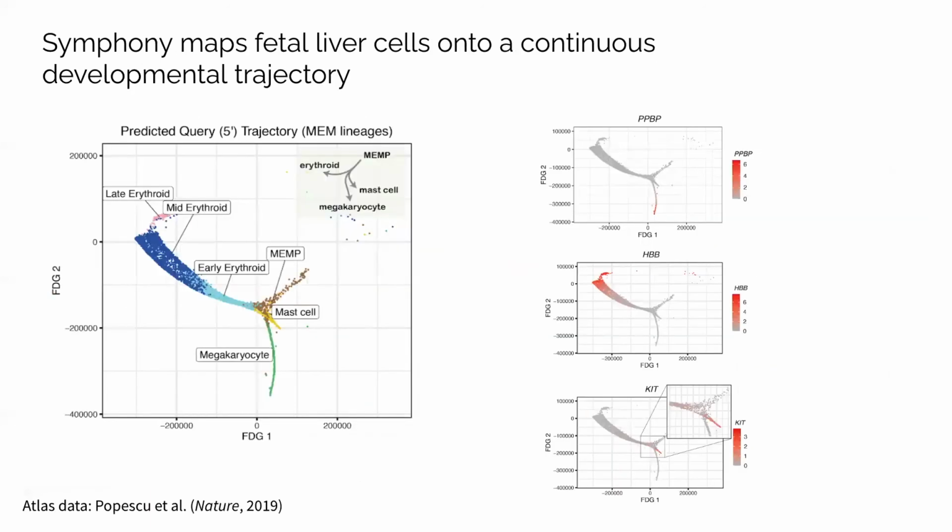Finally, Symphony is very versatile. In addition to mapping to discrete cell types, it can also place query cells along continuous developmental trajectories, such as a previously published atlas of fetal liver hematopoiesis.